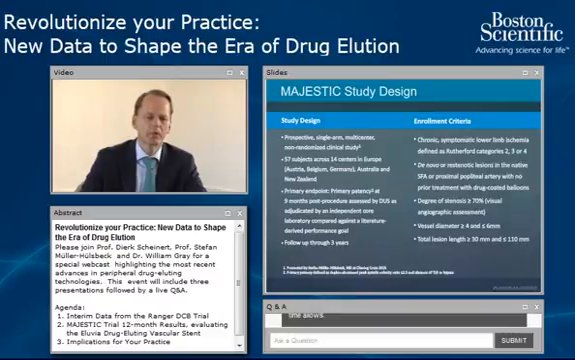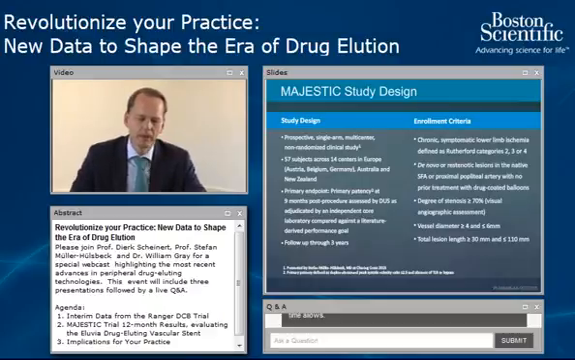Now I would like to focus on the Majestic study design. It's a prospective single-arm multi-center trial. As I mentioned earlier, we included 57 subjects in 40 centers in Europe, and the primary endpoint was primary patency at 9 months after stent placement, and the follow-up through 3 years was planned.